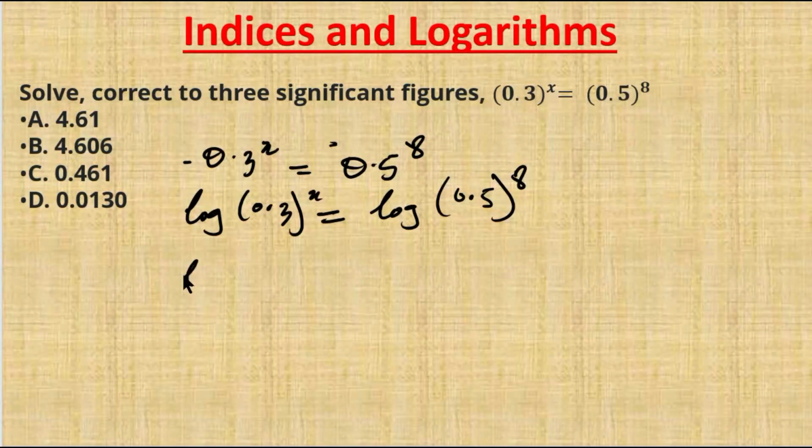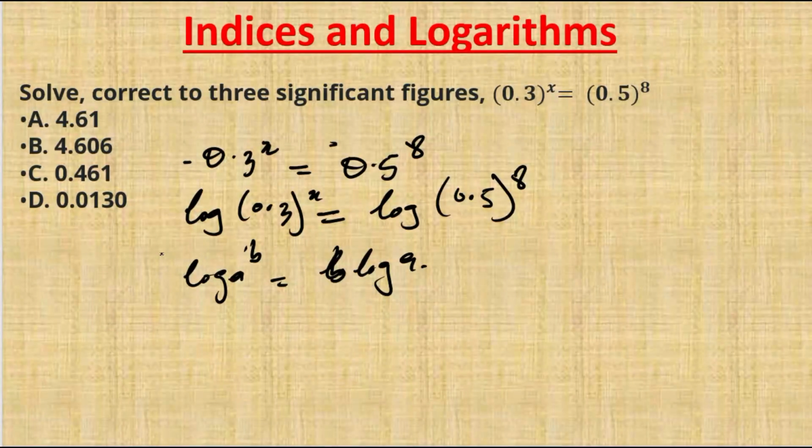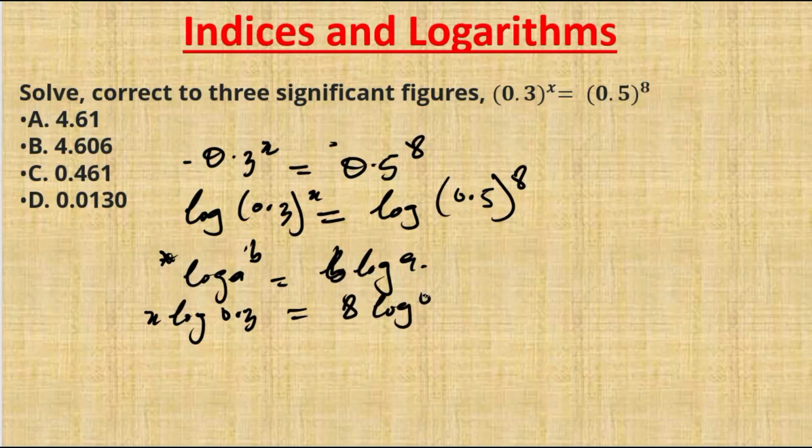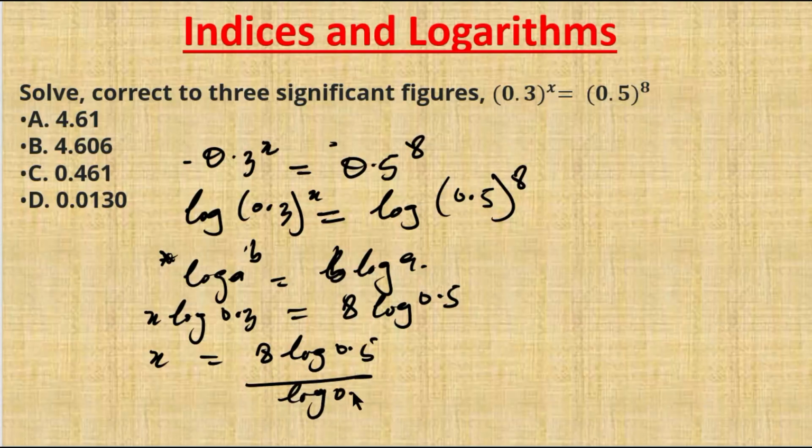Now remember that the log of a raised to the power of b, I can rewrite it as b log a. So we're going to use this principle on both sides, so that x log 0.3 will equal 8 log 0.5. Obviously, my x now will be the same thing as 8 log 0.5 all over the log of 0.3. So that this will be the same thing as 8 now into what's the log of 0.5?